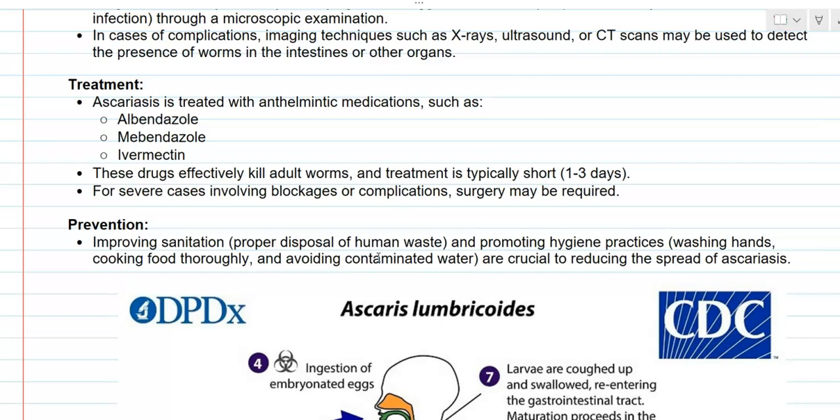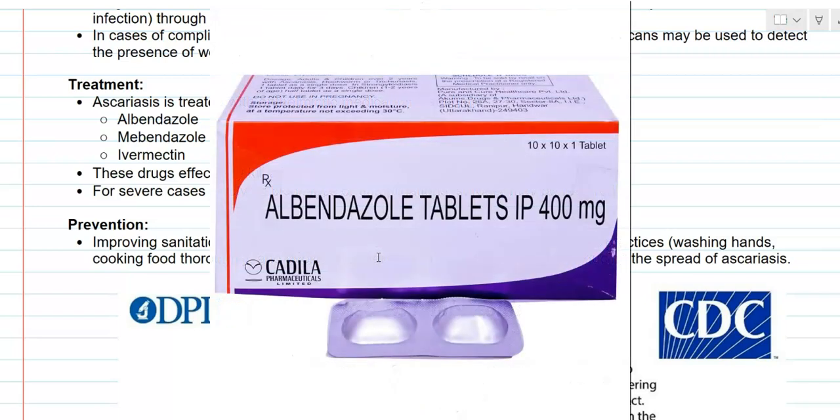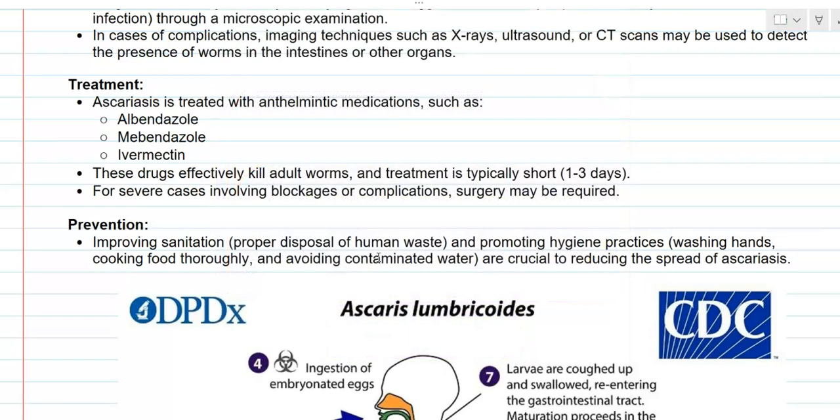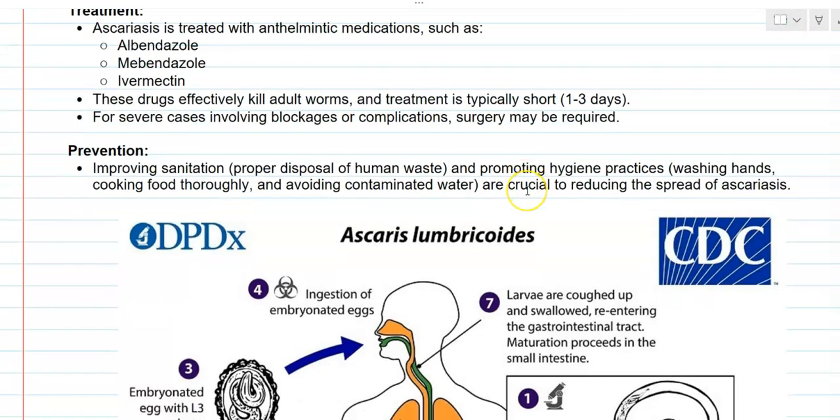It includes 3 different drugs, mainly albendazole, mebendazole and ivermectin. These drugs effectively kill the adult worms, and treatment is typically of a short duration, 1 to 3 days. Under severe cases, that is blockage or complications resulting from the multiplication of these worms, surgery may be required. Next, we look at the prevention.